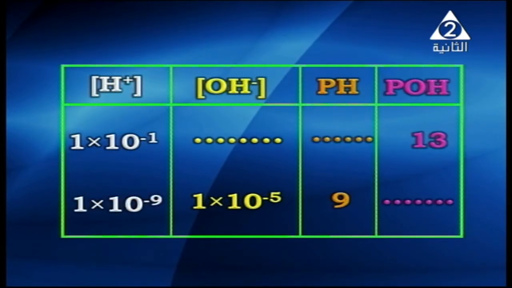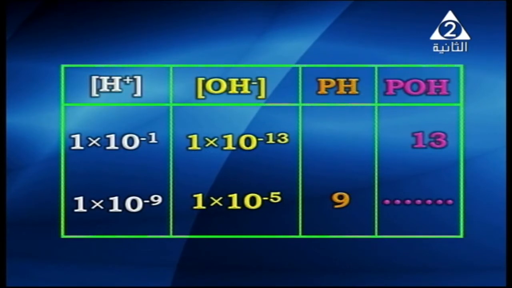In number 2, my dear student, the concentration of hydrogen ion equals 10 to the power negative 14 over the concentration of OH negative, so it will be 1 times 10 to the power negative 9. While the concentration of hydroxide ion in number 1 equals 10 to the power negative 14 over 1 times 10 to the power negative 1, so it equals 1 times 10 to the power negative 13.